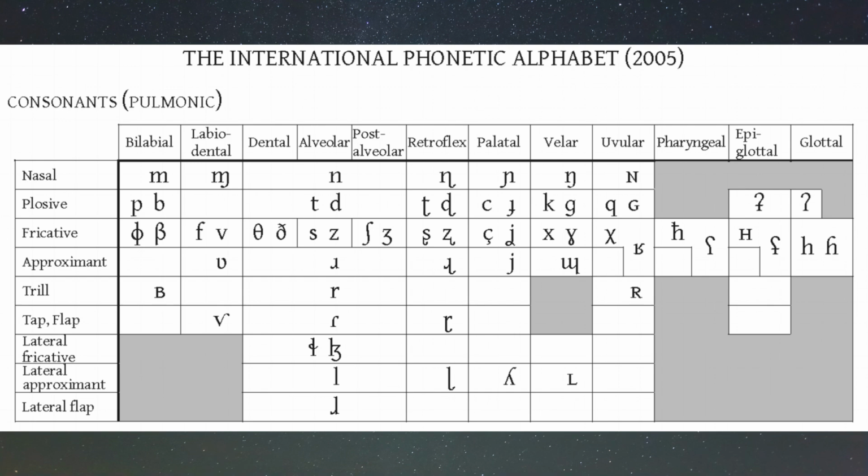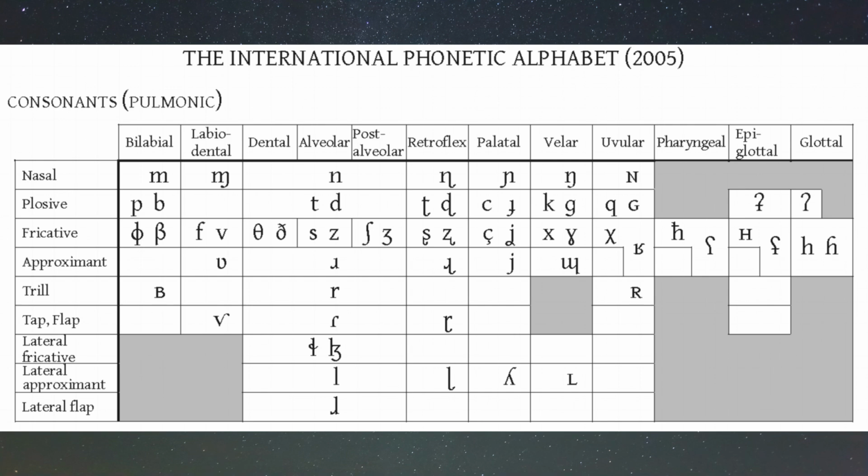Wow, it may appear complicated at first glance, but don't rush to exit. I will break it down slowly to help you understand. Now you can see the term pulmonic, which comes from the Latin word for lung. This means this entire chart refers to sounds produced by airflow from the lungs.